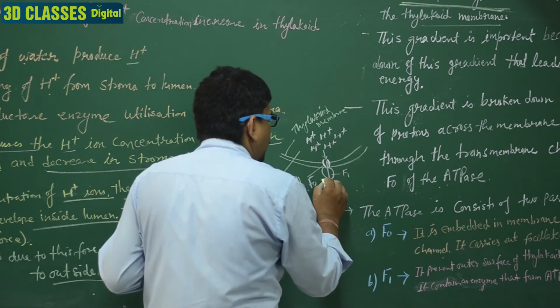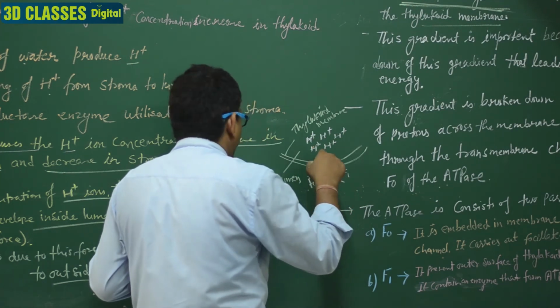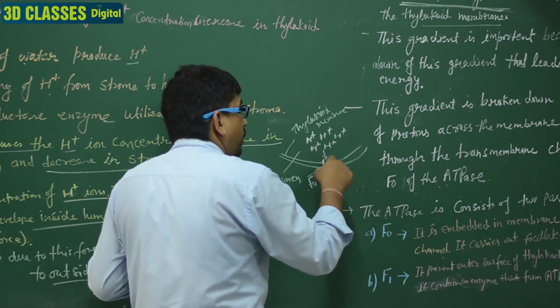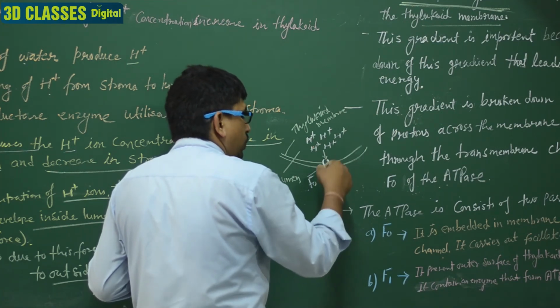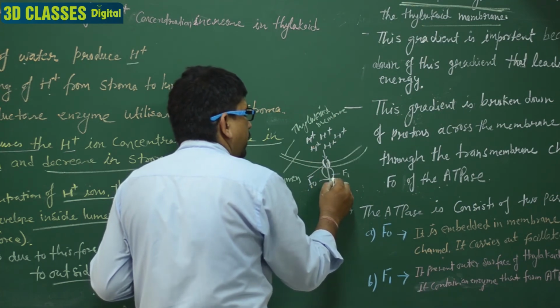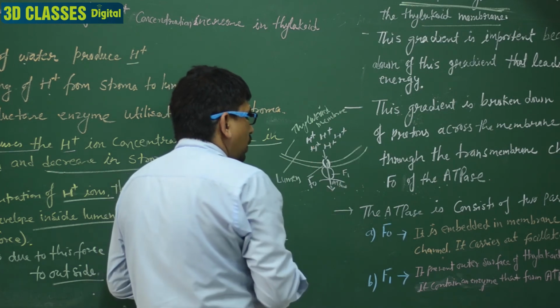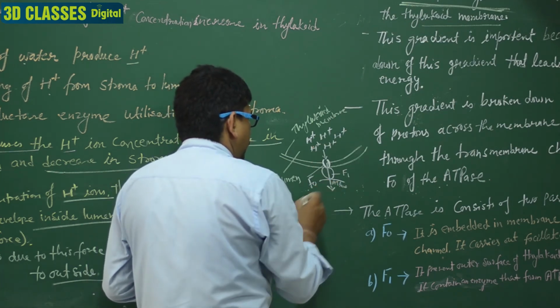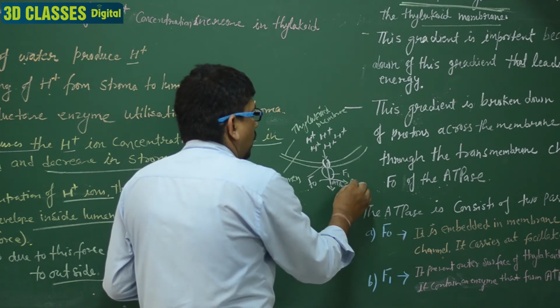And here the F1 is outside, while F0 is embedded in the thylakoid membrane. This F1 is outside the membrane, toward the stroma, and it contains an enzyme, the ATPase, and that makes the ATP form.